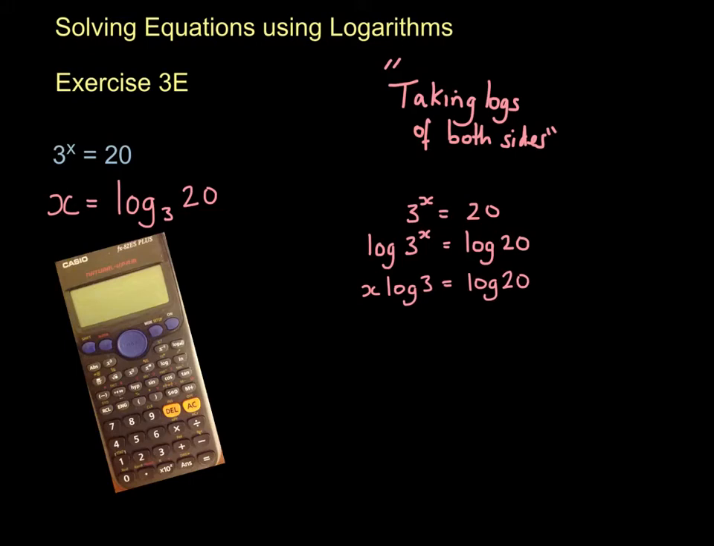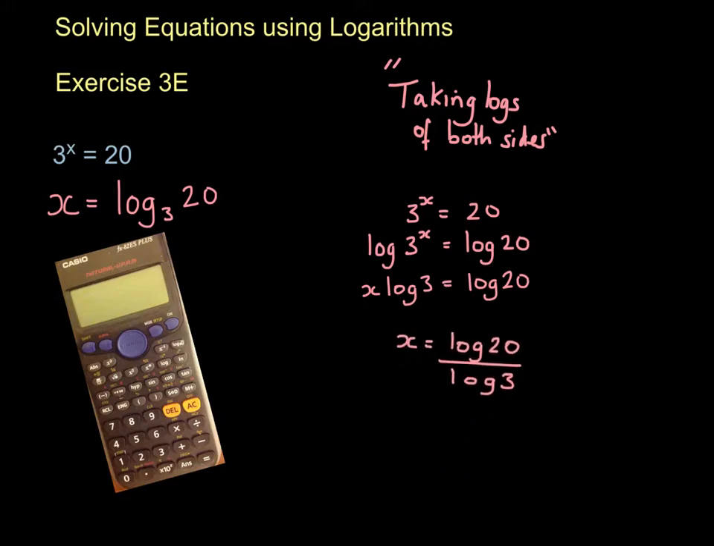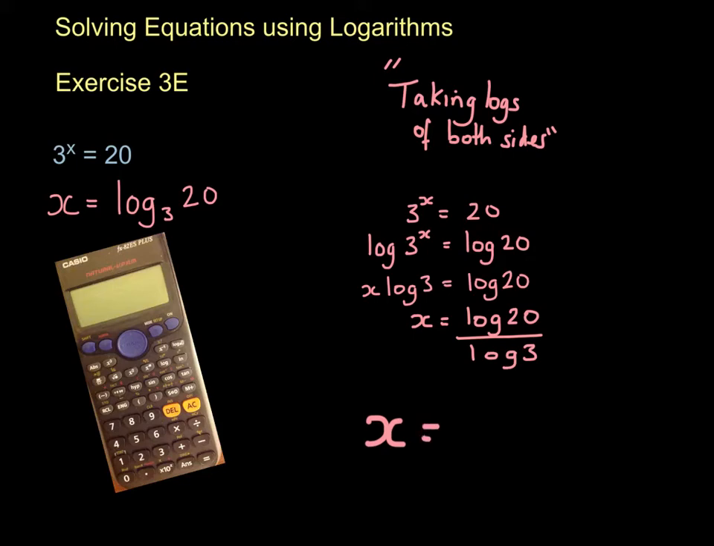Then we can divide both sides by log 3. So x is going to be log 20 divided by log 3. Whether you've got that new fancy calculator with that fancy button, or an older scientific calculator, you'll be able to solve those equations now. If you do that in your calculator, you get 2.73 to 3 significant figures.